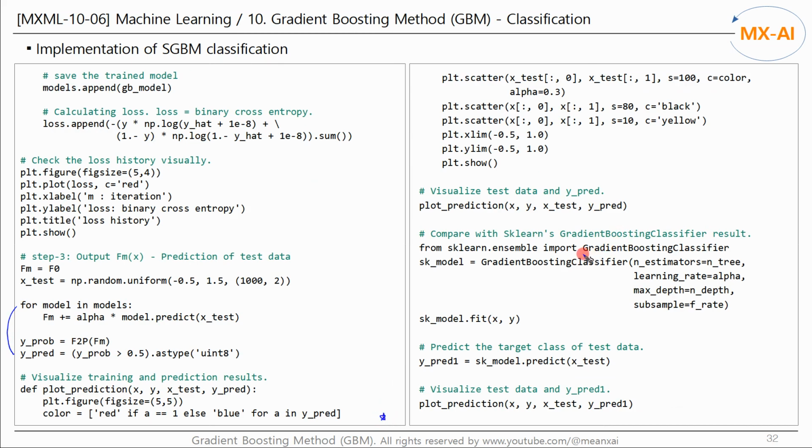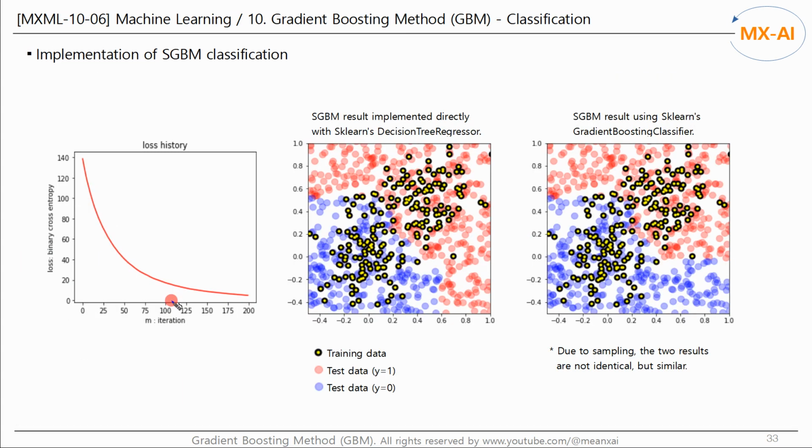This time we will implement SGBM using GradientBoostingClassifier. Set the sampling rate to 50%. The rest is the same as the previous code. Let's check the results as well. You can see that the loss decreases well as the iteration progresses.